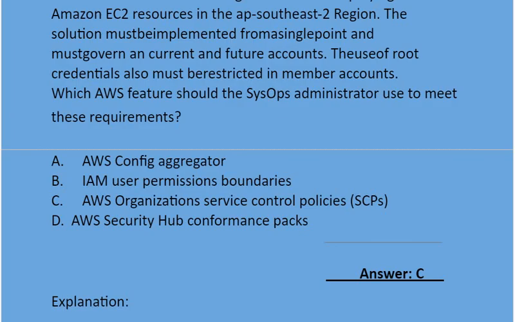Option A, AWS Config Aggregator. Option B, IAM User Permissions Boundaries. Option C, AWS Organizations Service Control Policies (SCPs). Option D, AWS Security Hub Conformance Packs. Correct answer is option C.